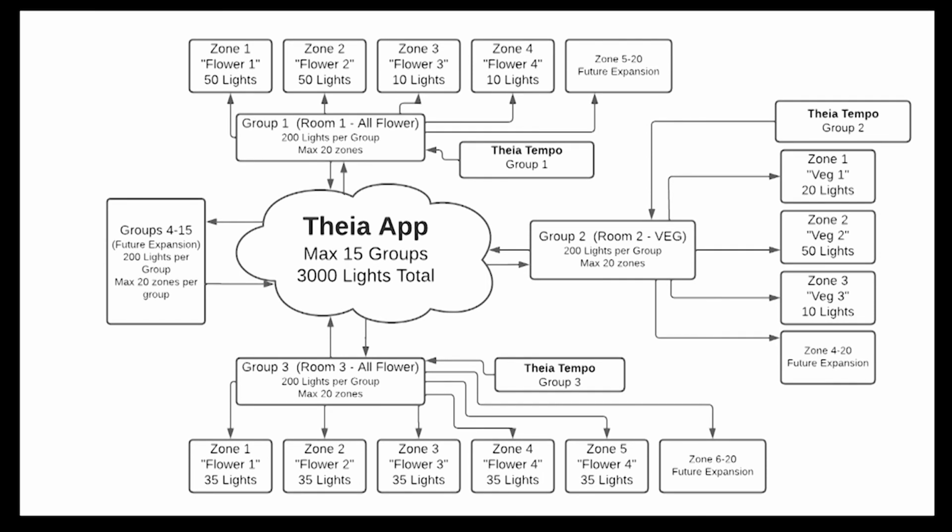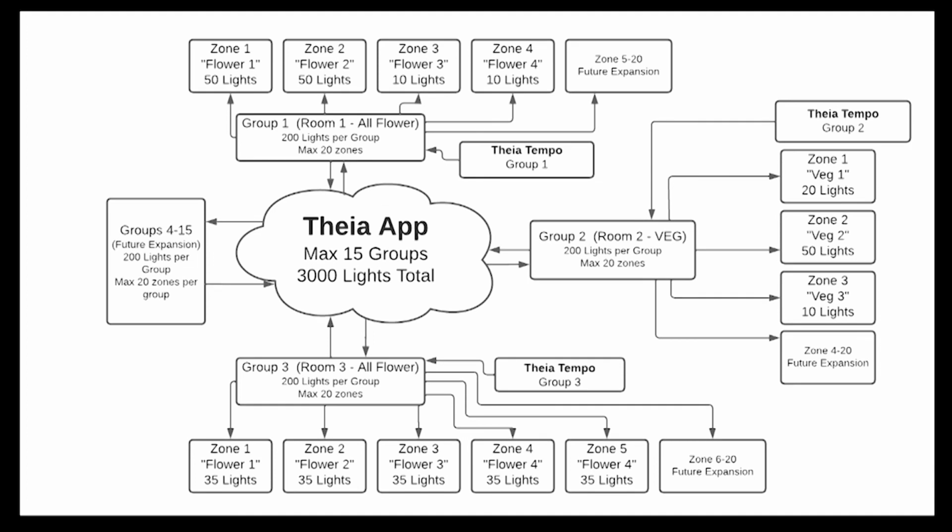This is a fictional facility where you've got three different rooms. So in three rooms, you're going to use three different channels. In each channel, you're going to have a tempo, and that's for timekeeping. So in group 1, we've got all flower. But in flower, you want to split it up into different zones. So you've got four zones that are each split up with a certain amount of lights. And then you reserve some zones for future expansion if you want to split them up more or you add more tables.